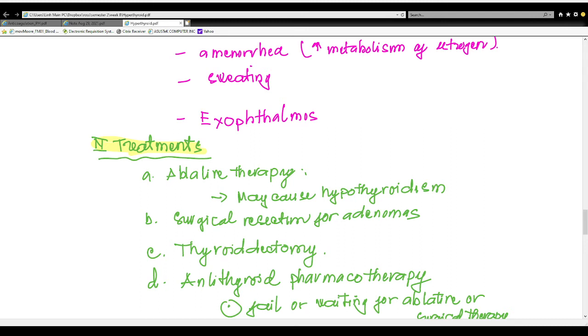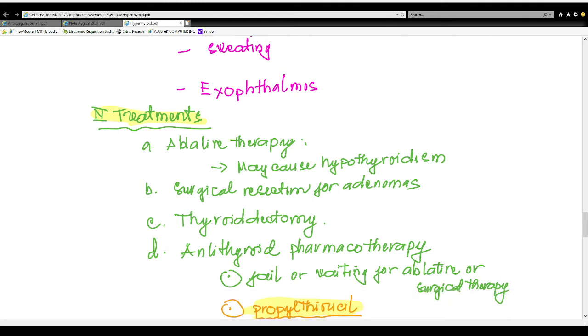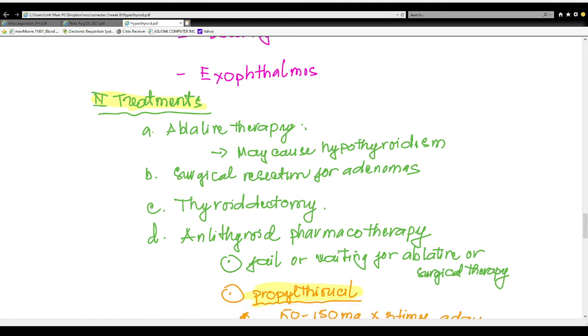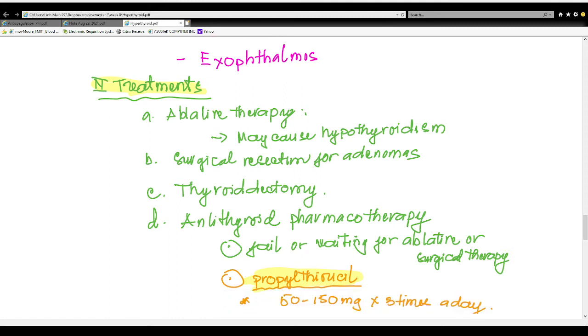Usually, the first line is ablative therapy. A side effect of this therapy can be hypothyroidism. Or surgical resection for adenoma, or thyroidectomy.